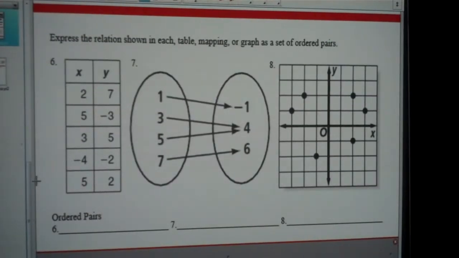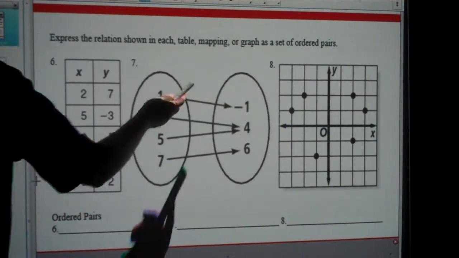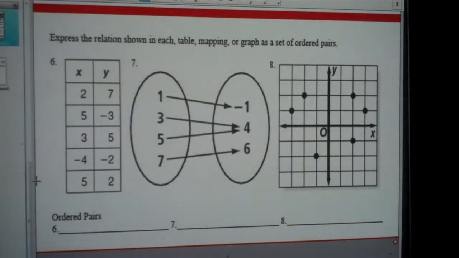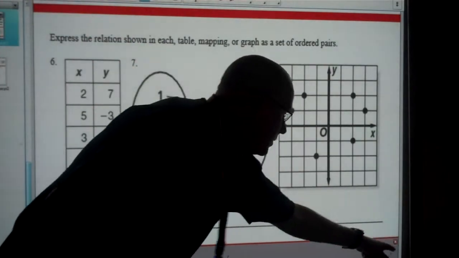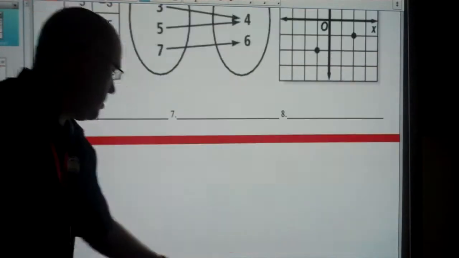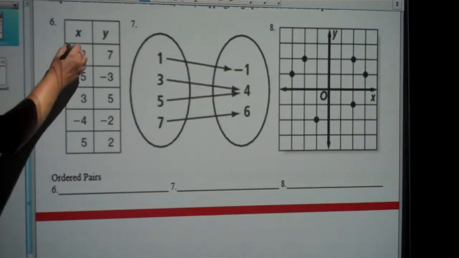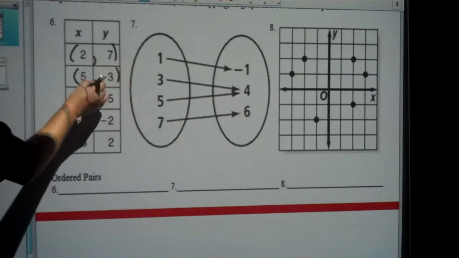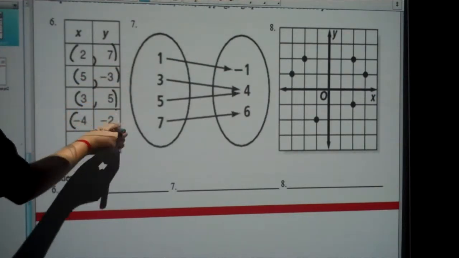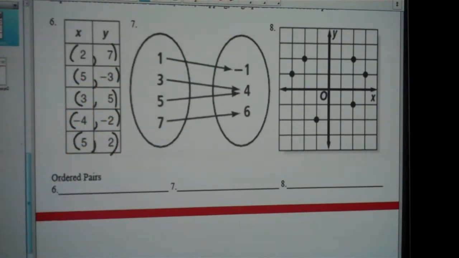Now as we move on to question 6, this time from each of these different options I've got to list the ordered pairs, or in other words the coordinates. Let me give myself just a little bit more space here. And the table's the easiest one of all to do because it actually looks like a coordinate straight away. I'm not going to rewrite all these, I'm just going to go ahead and do that.